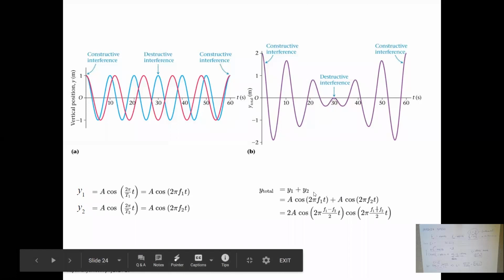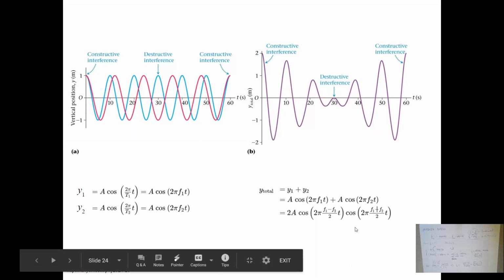If the amplitudes are the same, then you can check the trigonometric identities. Two cosines add up to be twice the cosine of the difference of the two divided by 2, times the cosine of the sum of the two divided by 2. In that case, if f1 and f2 are very close to each other, then the difference term will be very small. And f1 plus f2 divided by 2 will be pretty much the same as either f1 or f2, because they are very close to each other.